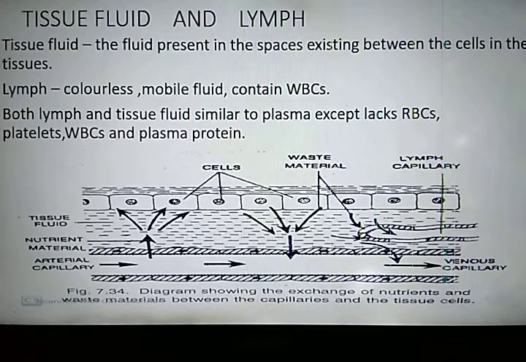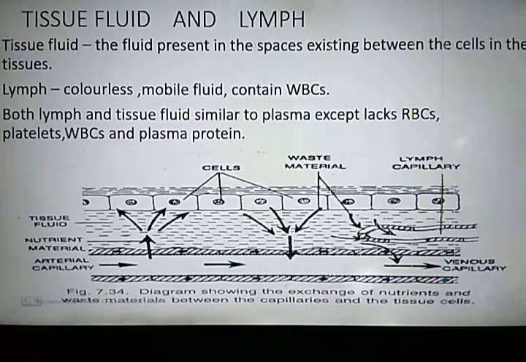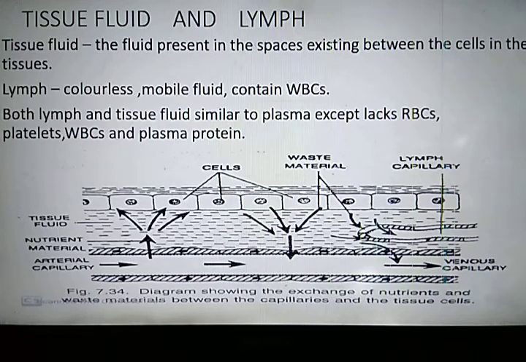In the last chapter, respiration, I told you that exchange of gases between tissue cells and blood capillary takes place with the help of tissue fluid. Direct blood capillary does not come in contact with the tissue cell, and the fluid present in between the blood capillary and the tissue cell is known as tissue fluid or interstitial fluid. So let's start with the tissue fluid or interstitial fluid.